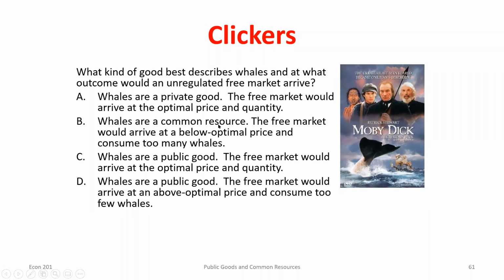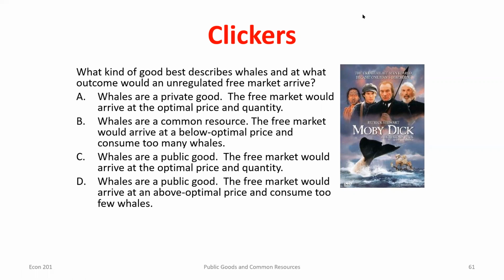And we know that if we allow for a common resource, because it's non-excludable, and there's an additional cost to society that the private individual isn't factoring in, the quantity we see a free market arrive at is going to be greater than what we would like as a society, right? So we're going to consume too many whales. The quantity is going to be higher than what is socially efficient.